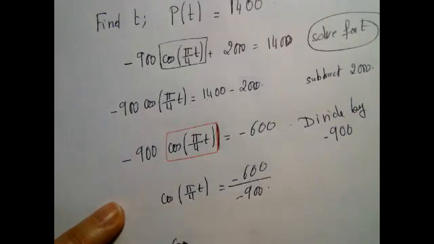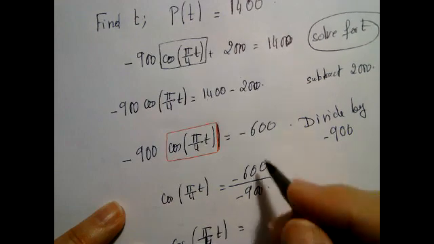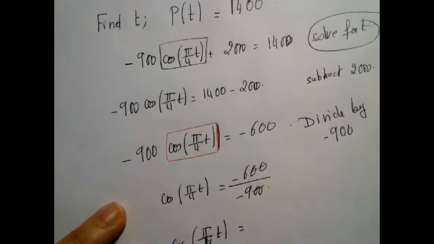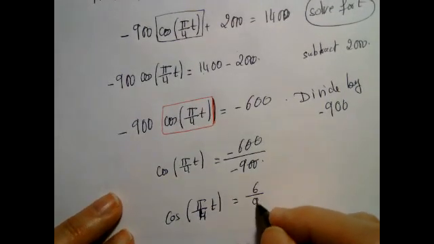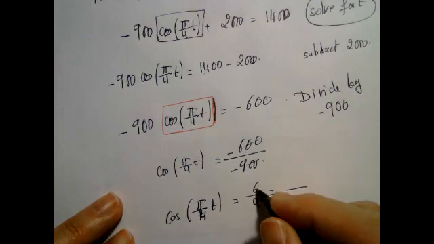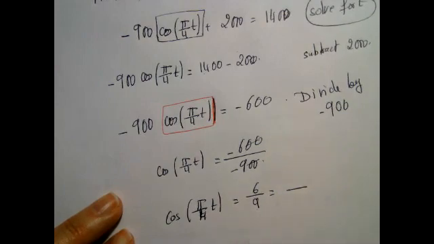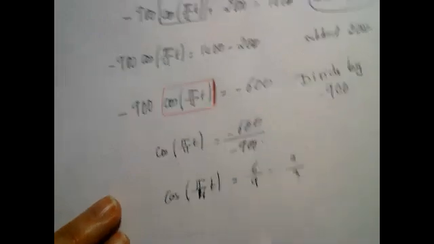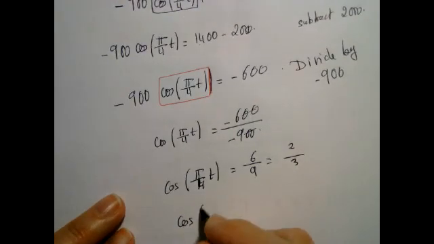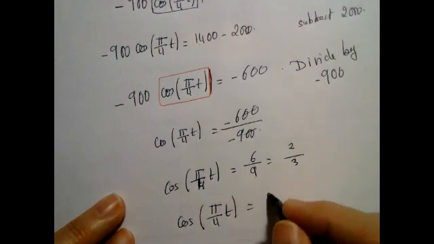It means the cosine of pi over 4t equals, now the 0 will go away, minus minus, it's a plus, so I will get 6 over 9. If I reduce it, this will give me 2 over 3. So the cosine now is 2/3.